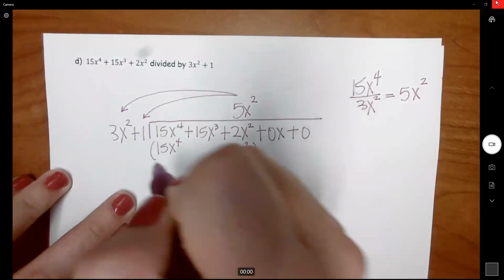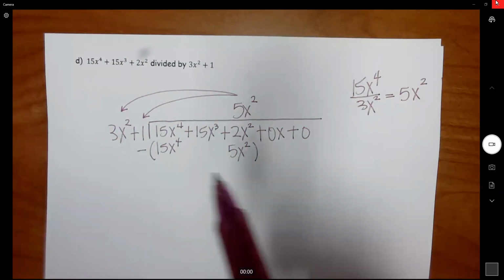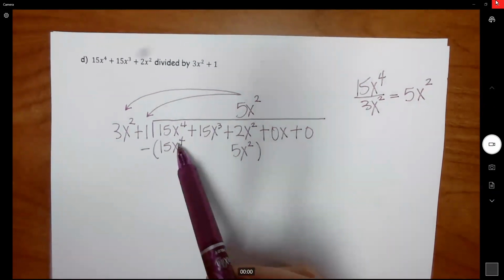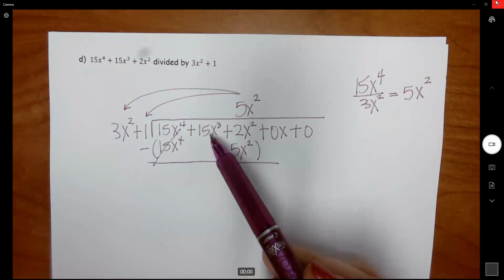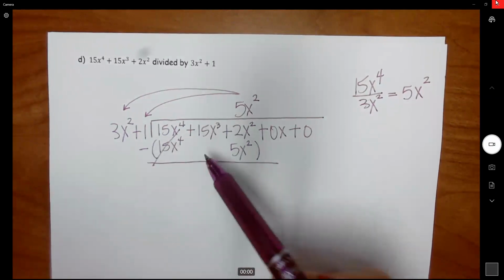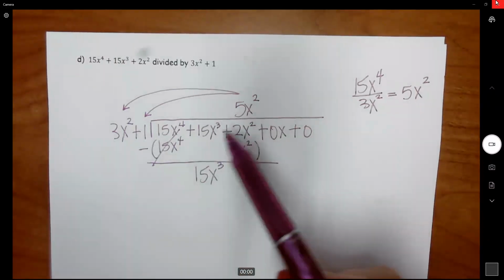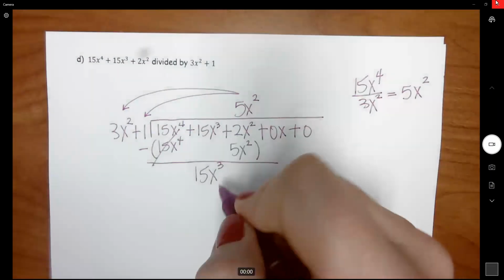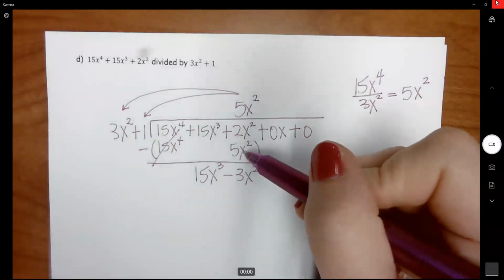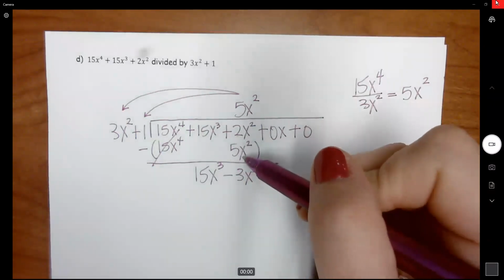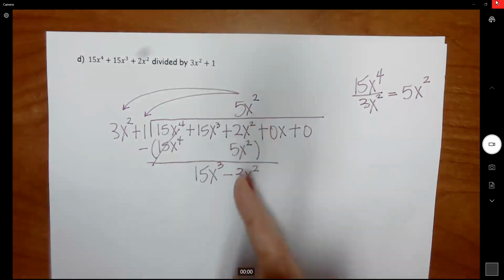You're still doing the same thing. We're subtracting this entire thing. 15x to the fourth minus 15x to the fourth cancels. 15x cubed minus nothing is 15x cubed. 2x squared minus 5x squared is negative 3x squared. If you don't put this under its right column, you'll get confused and possibly subtract 15 minus this. You've got to put that placeholder. You've got to line these up.